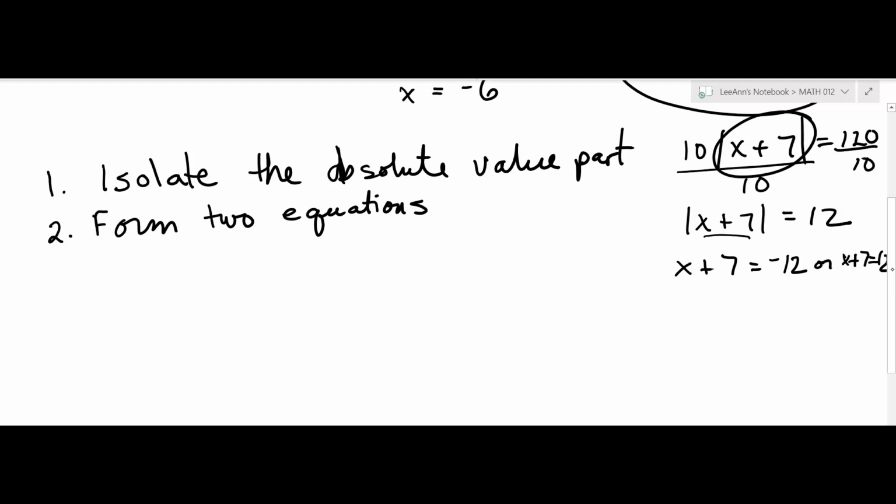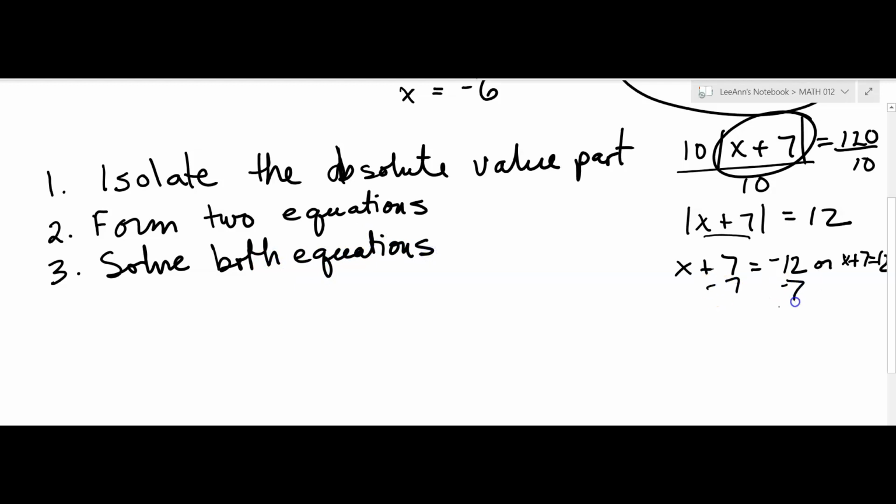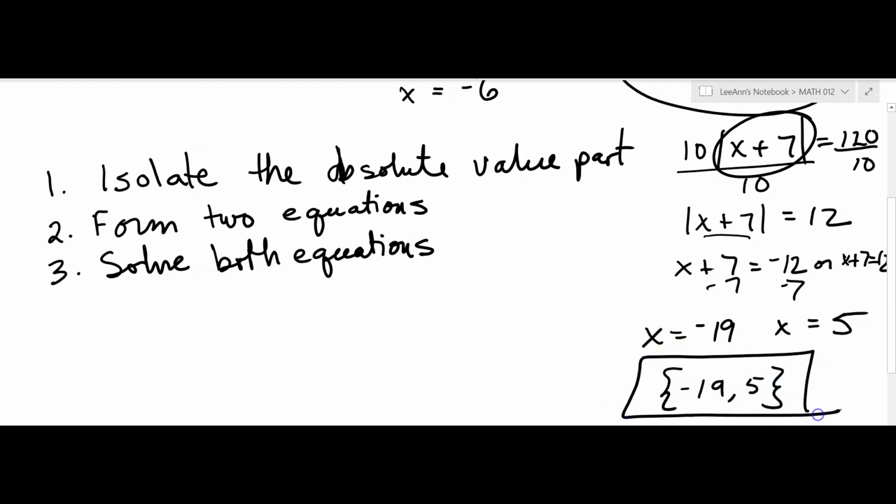Okay? Then last, you have to solve the two equations. All right. So, here I'd subtract 7 from both sides. I get x equals negative 19. On the other one, I get x equals 5. And so I get two answers. I might write them in set notation as negative 19 and 5 as the solution set. So I'd write something like that. Sometimes books will just say, oh, x equals negative 19 and x equals 5.